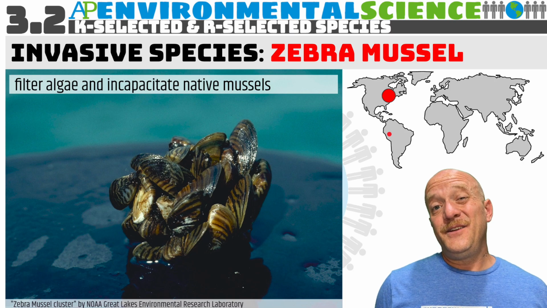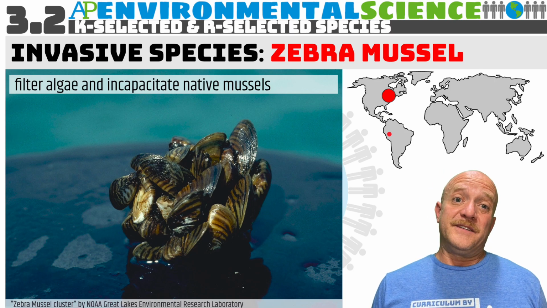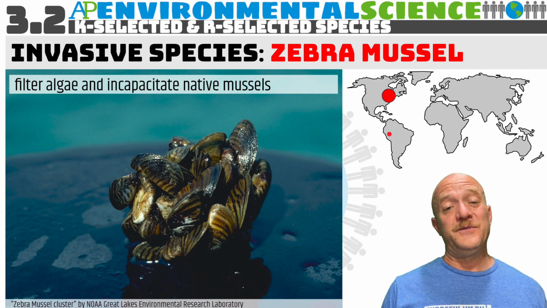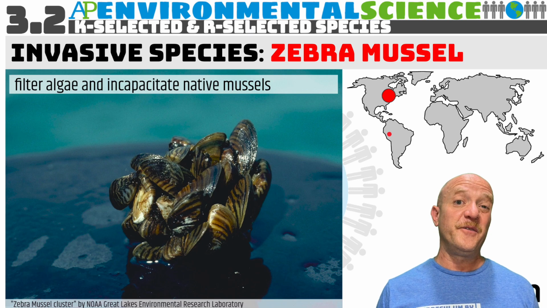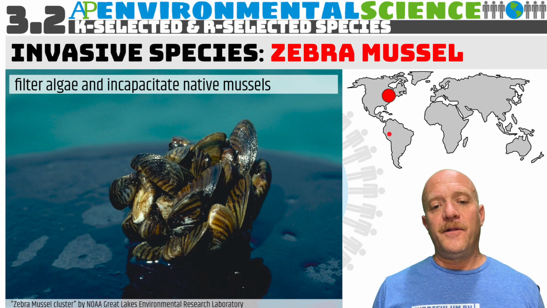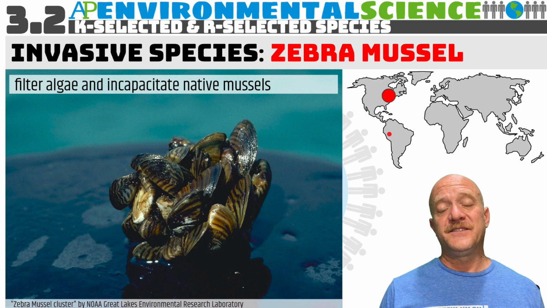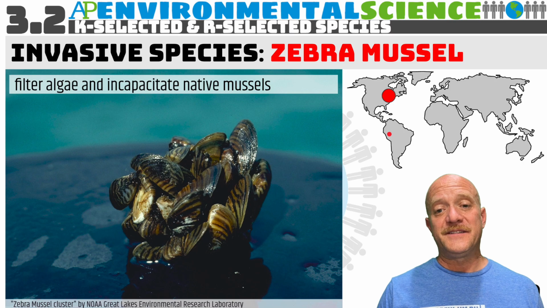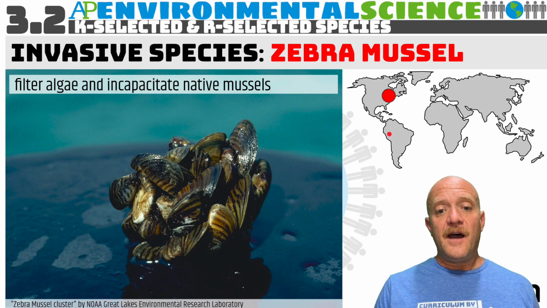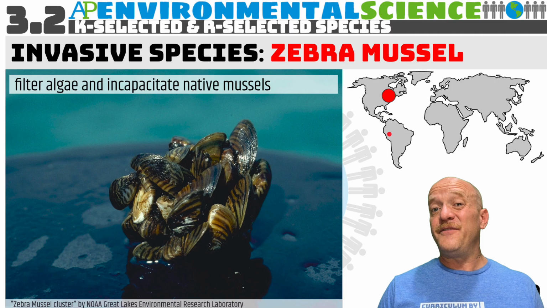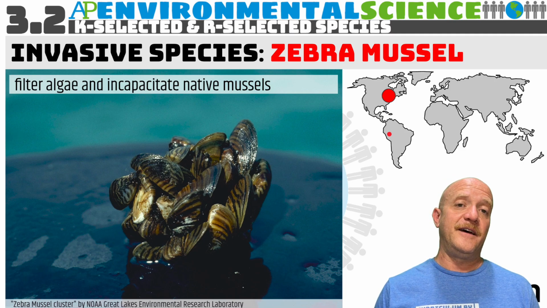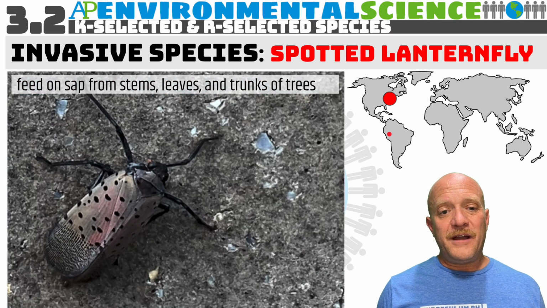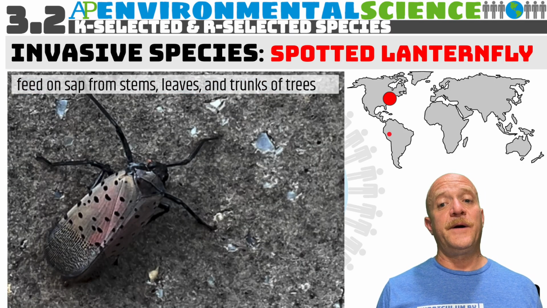Another one that's affecting the New York area and around the Great Lakes is the zebra mussel. Zebra mussels are actually quite good at removing pollutants from water, but they will filter all the algae, and they will go onto native mussels and incapacitate them. They will attach to them and basically make the native mussels unable to function. But mussels are very good filter feeders, and they've done great jobs of cleaning up the East River, for example.